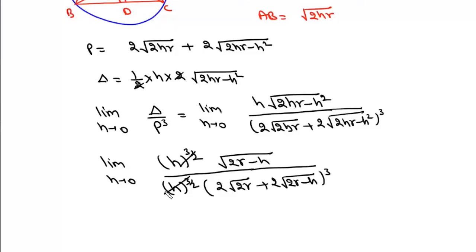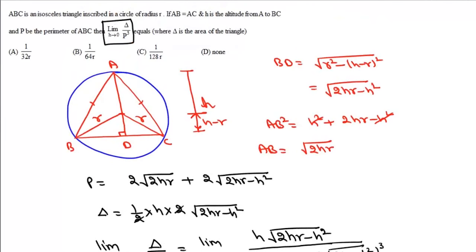Now this will cancel. If we put this limit h tends to 0, we'll get this as under root 2r upon, now this is 2 root 2r plus 2 root 2r. So it will be 4 root 2r, and 4 root 2r cube will be 64 into 2 root 2 r root r. Now root 2r will cancel. So this value will be 1 by 128r. And that's your option C.